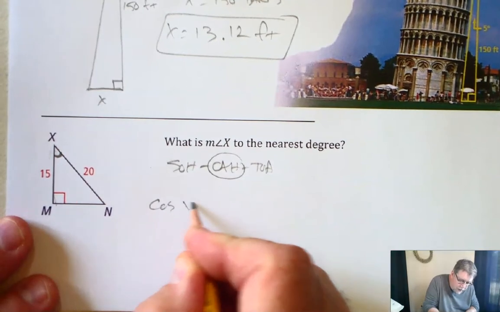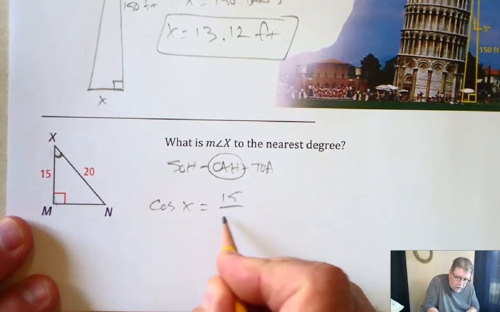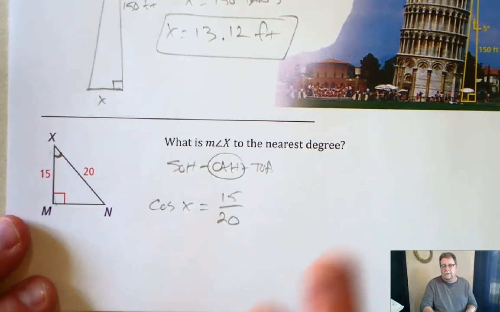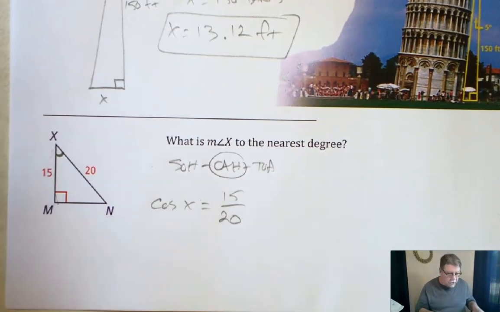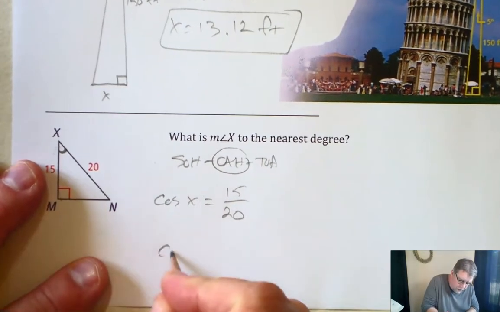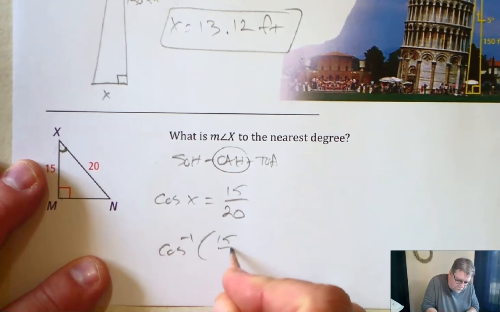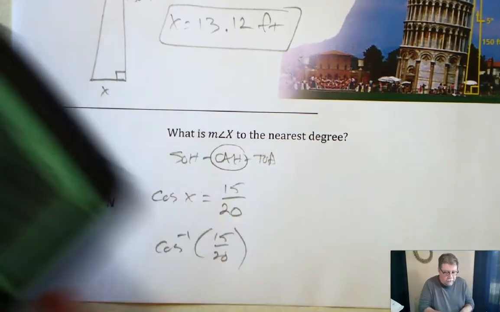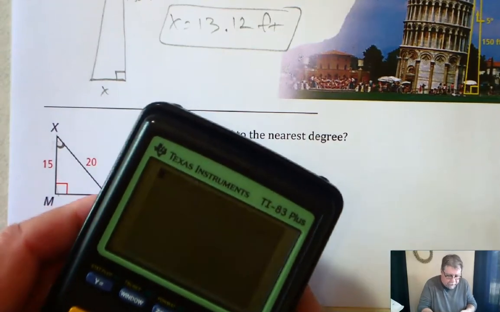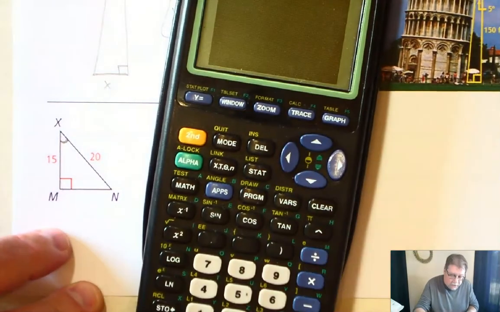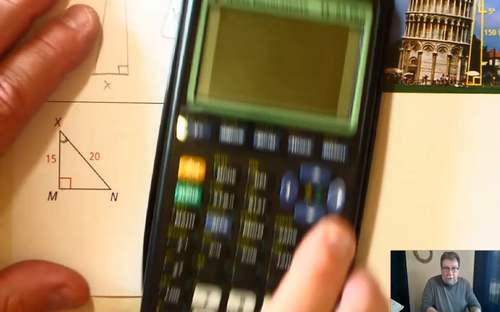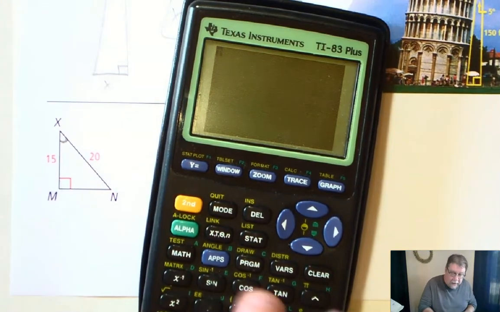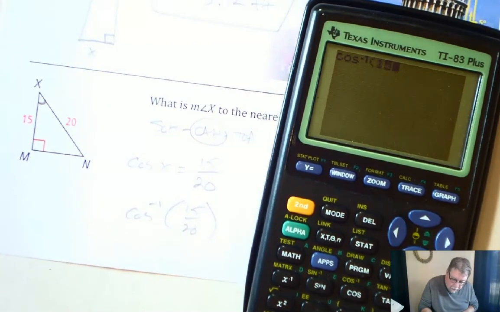So the cosine of x would equal the adjacent side over the hypotenuse. There's really no need to simplify that fraction. But since I'm looking for an angle measure, I need to use the inverse cosine of 15 over 20. So if I go back to my calculator, you can see that there's a cosine button right here, but right above it, it's the cosine to the -1. That's the function I want. So I'll do second cosine. That's the inverse cosine, and then I'll just type in the fraction 15 over 20.